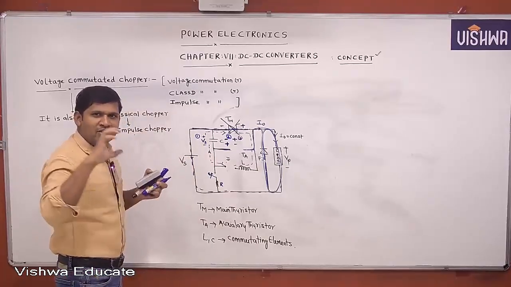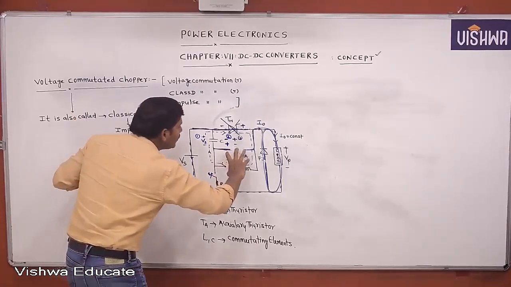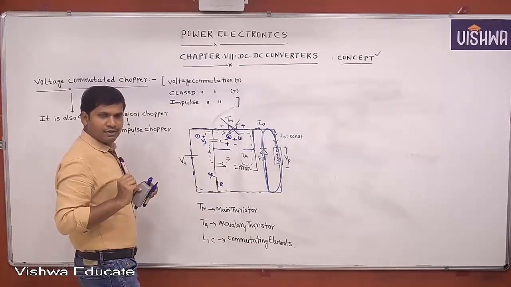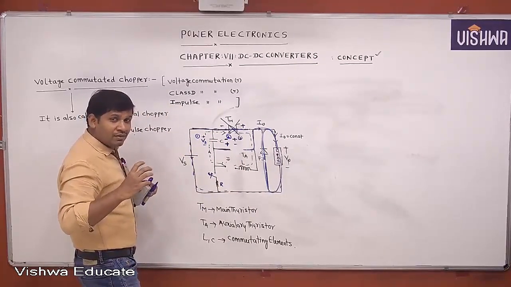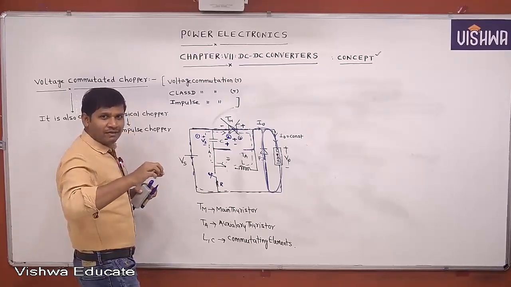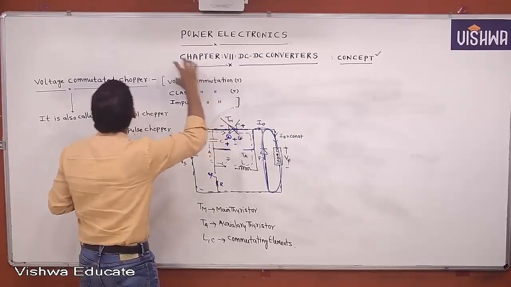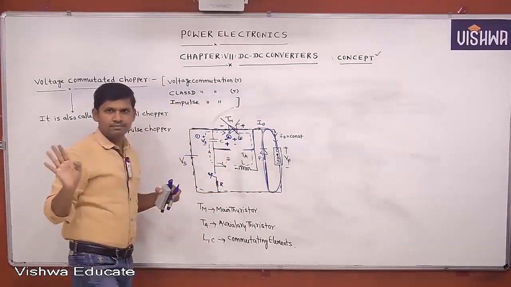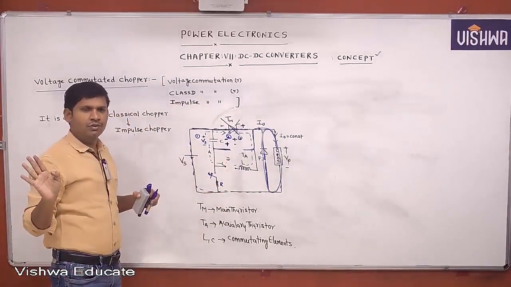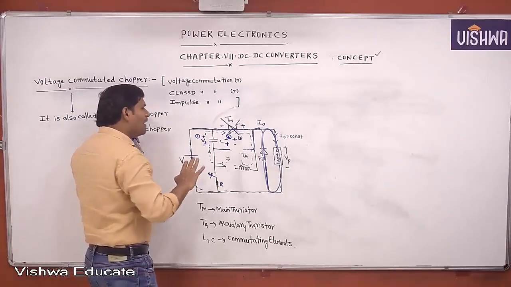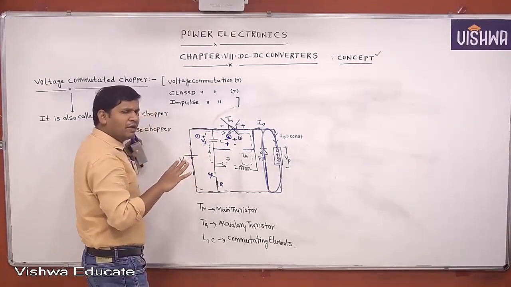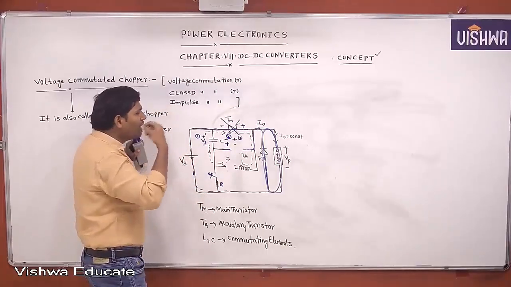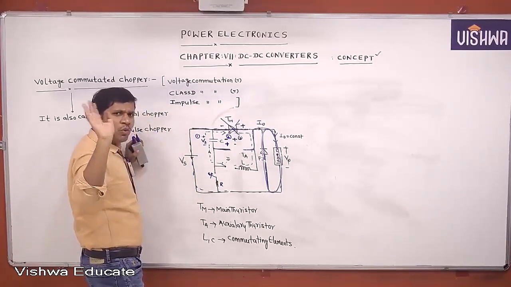Understood? I am explaining the concept here, how this circuit will turn off this thyristor. That means indirectly what am I explaining? Voltage commutation circuit. That's why it may be called voltage commutation or voltage commutated chopper. All the points are the same. Understood? Okay. But for the objective point of view, there is no need for these points. If you want to write any descriptive answer, whatever I explain, you write on your own.